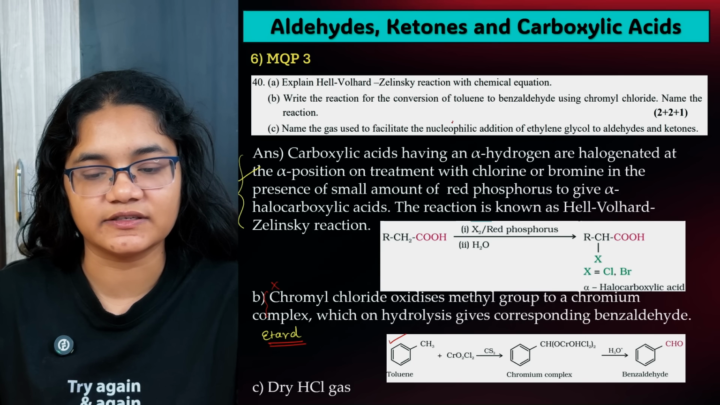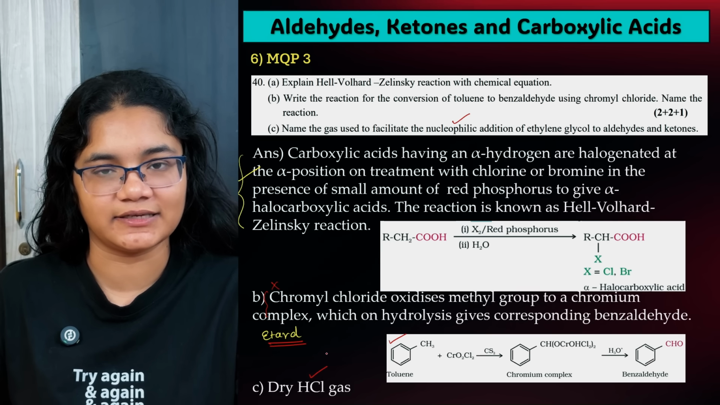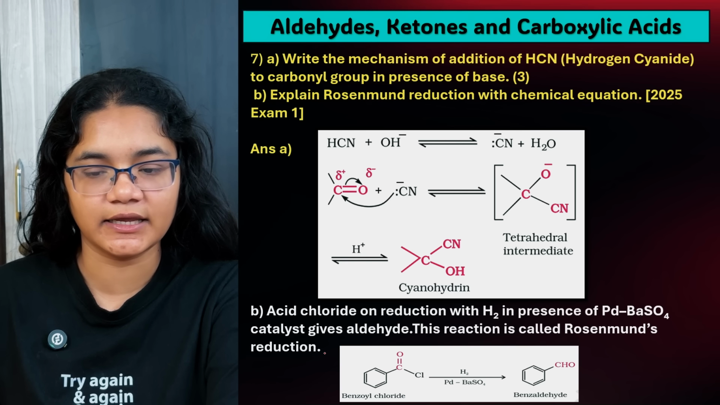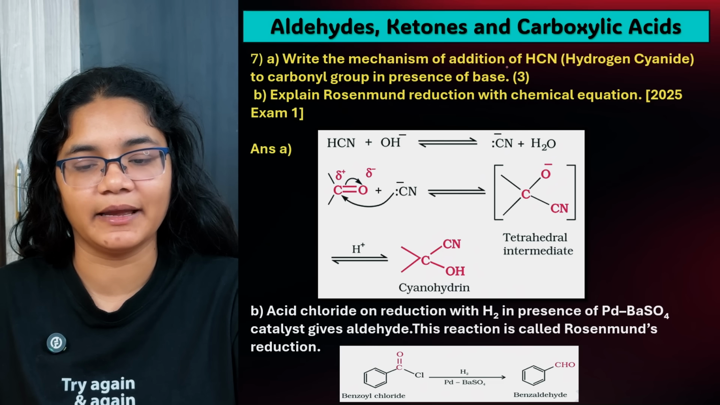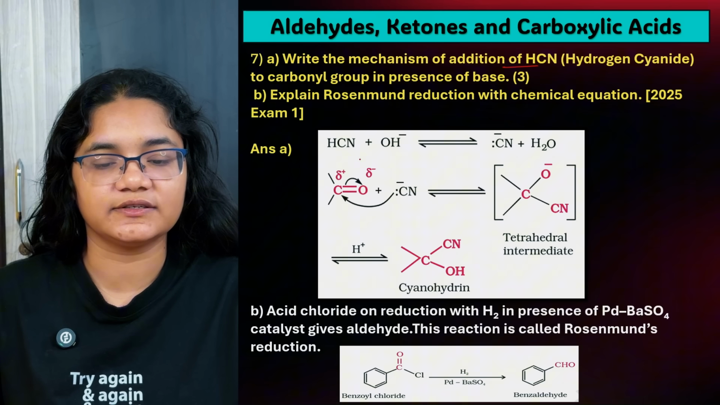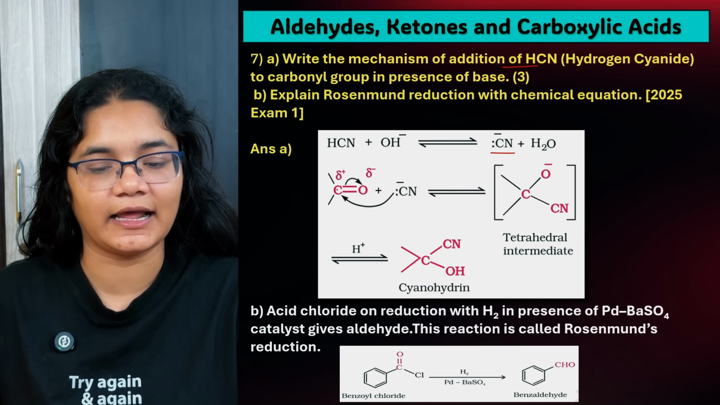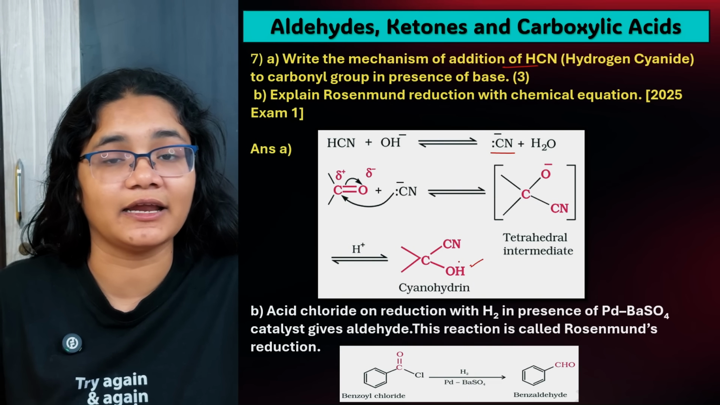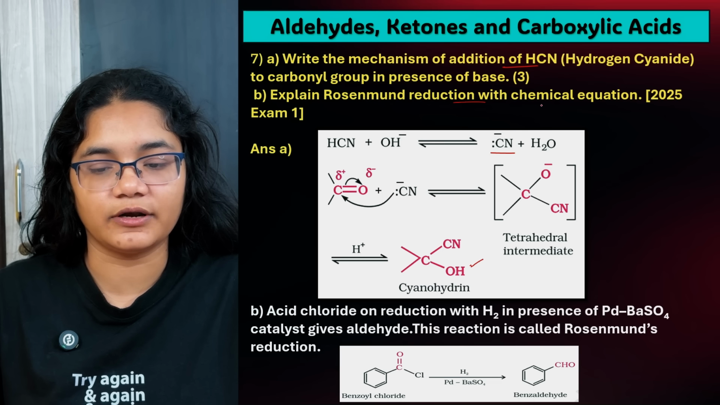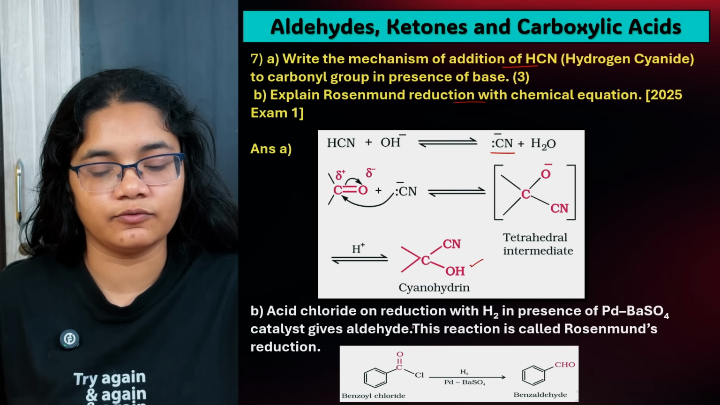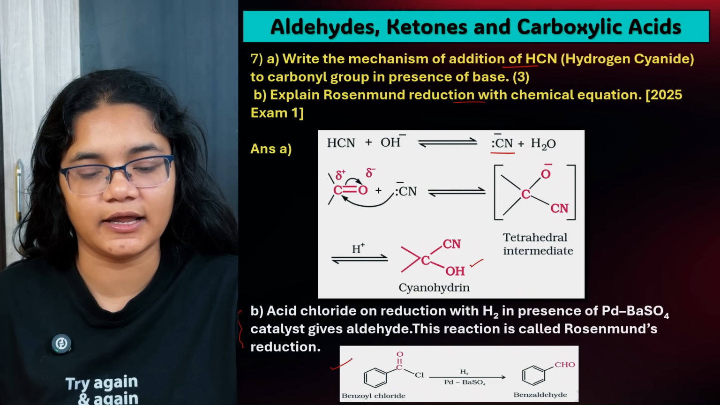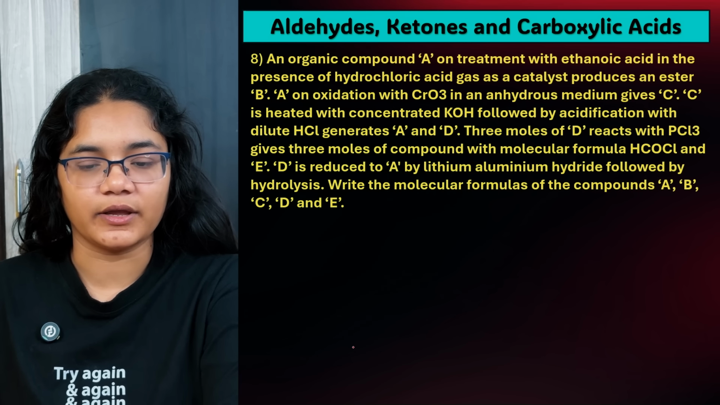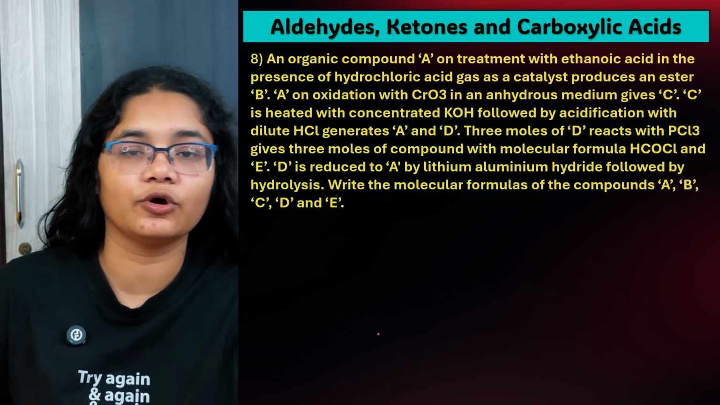Next is name the gas used to facilitate the nucleophilic addition reaction, that is dry HCl gas, which is used to increase the electrophilicity of the carbon. Next we will see 2025 examination 1 question, mechanism of addition of HCN. So this is the first is the generation of nucleophile, then CN attacks on the electrophilic carbon to form a tetrahedral intermediate, which in acidic medium gives you the final cyanohydrin. Next, explain Rosenmund reaction with the chemical reaction. So first of all you have to write the statement of Rosenmund reaction and then the reaction. This carries 2 marks.